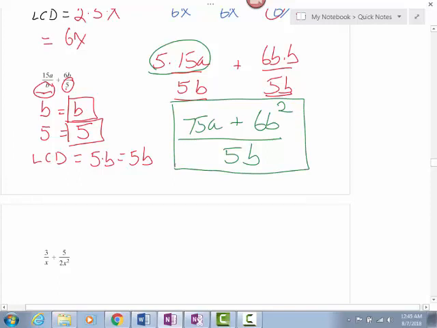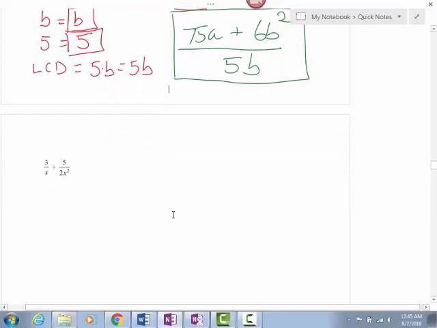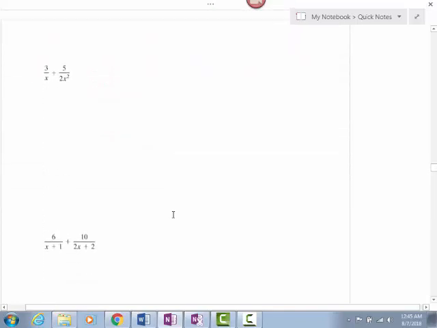All right, so I hope this is sort of making sense. Let's take a look at the next one. Let's see if we can do it. So here I have 3x plus 5 over 2x squared.